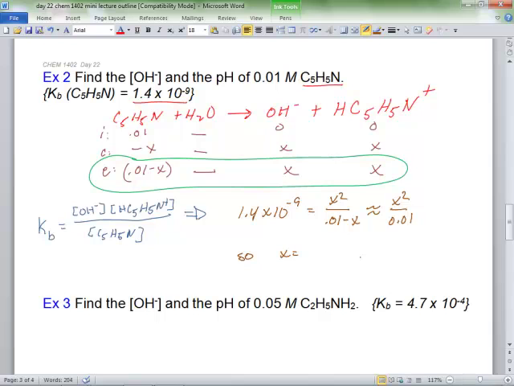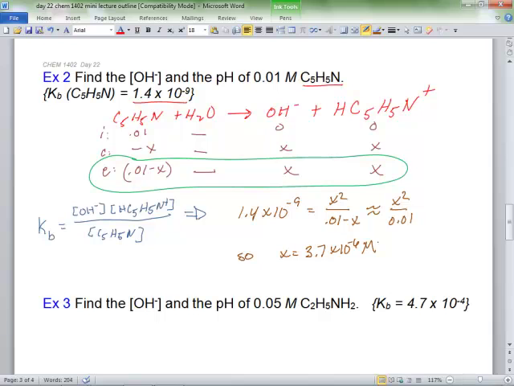Kelly, did you get an X? Did you get an X yet? What did you get for your X? 3.7 times 10 to the negative 6. Anybody else get 3.7 times 10 to the negative 6? Good deal. 3.7 times 10 to the negative 6. Did everybody get it?